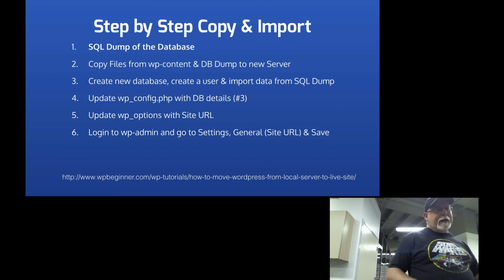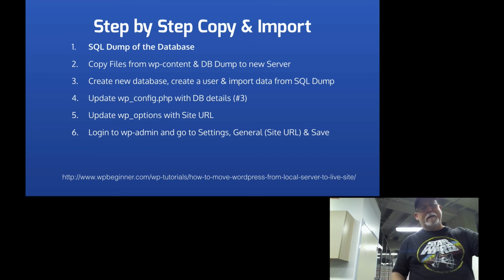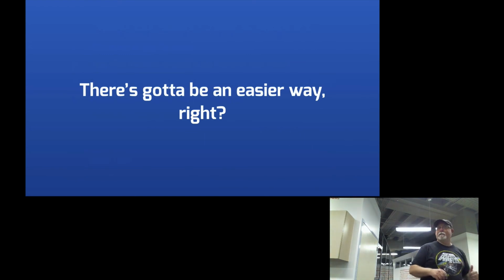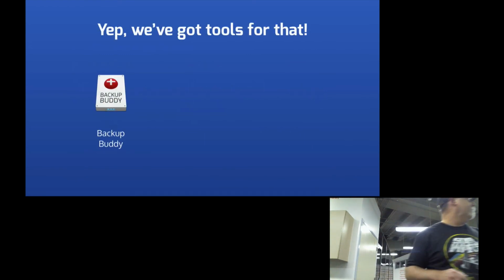You're going to log into WP Admin, go to Settings, General, and change the site URL there and hit Save, or make sure that the site URL is the new name and hit Save. And then you're going to do a search and replace against the post content in wp_posts for image and media links. God, wouldn't it be easier if there was a better, easier way to do this? Seriously. And there is. We've got tools for that.